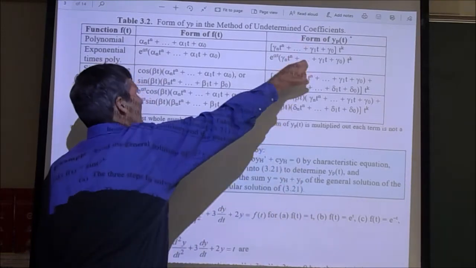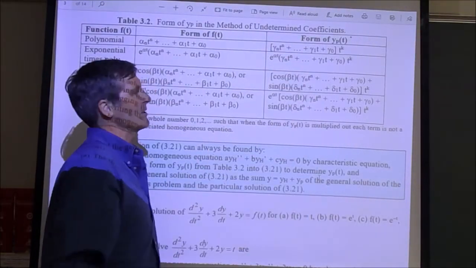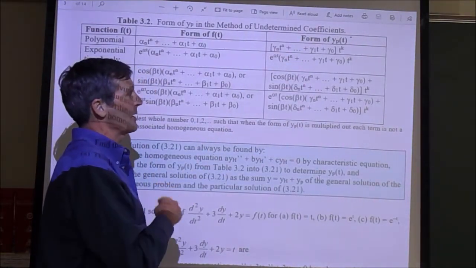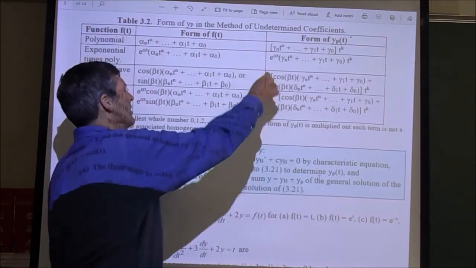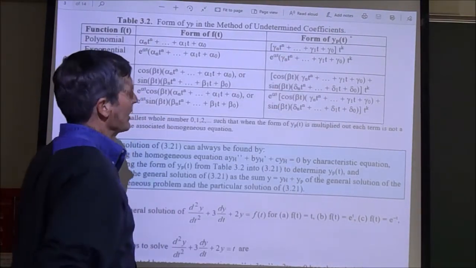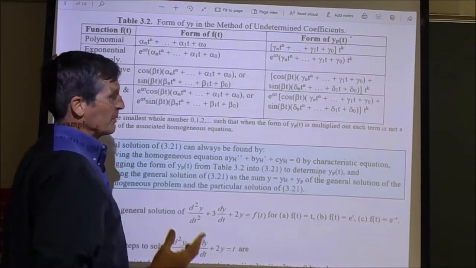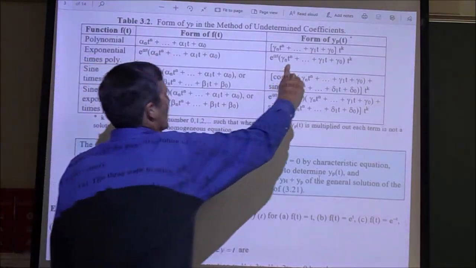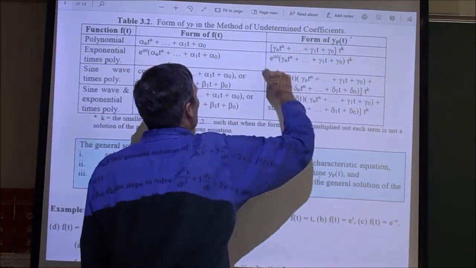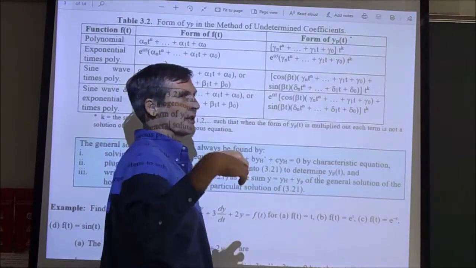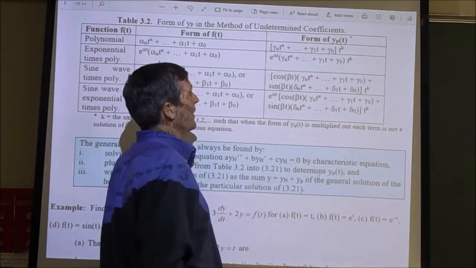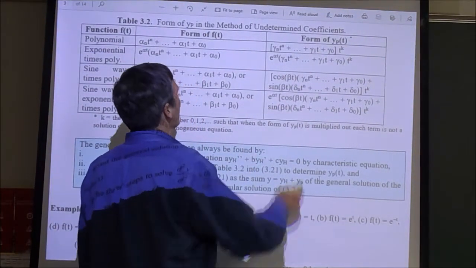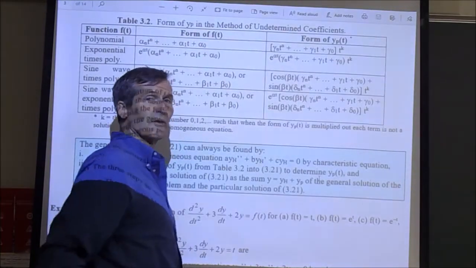This tells you exactly what to plug in, just like we did in the last example. We saw a constant on the right-hand side, so we plugged in a constant. This tells you exactly what to plug in to find a particular solution. You just have to determine the coefficients. You plug in this form, and you see what the coefficients need to be to satisfy the differential equation. Hence, the method is called the method of undetermined coefficients.